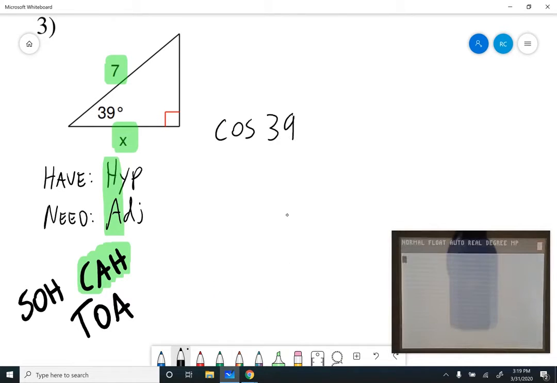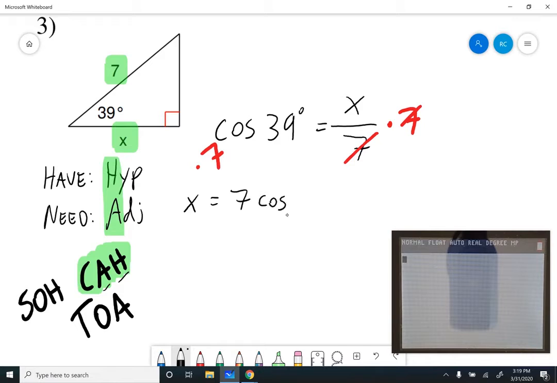Cosine of 39 degrees equals, remember the order, adjacent over hypotenuse. Once again, I'm going to multiply both sides by the denominator. I get x equals 7 times the cosine of 39 degrees.